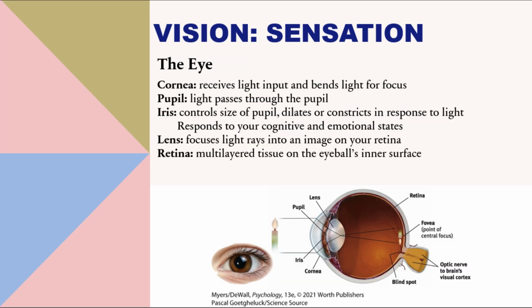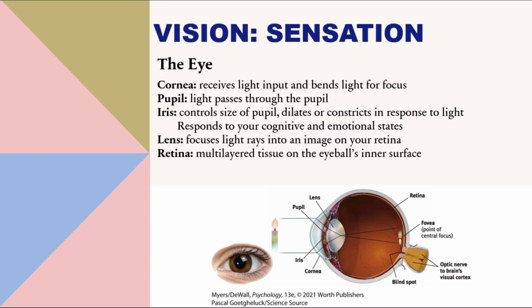Light enters the eye through the cornea, which bends light to help provide focus. The light then passes through the pupil, a small adjustable opening. Surrounding the pupil and controlling its size is the iris, a colored muscle that dilates or constricts in response to light intensity. The iris responds to your cognitive and emotional states. After passing through your pupil, light hits the transparent lens in your eye. The lens then focuses the light rays into an image on your retina, the multilayered tissue on the eyeball's sensitive inner surface.